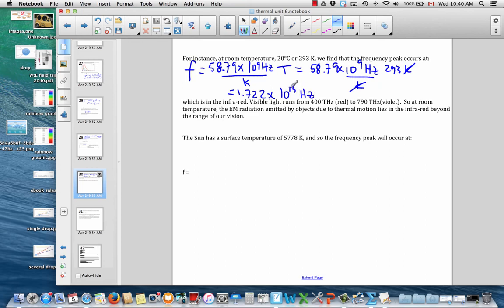Now, a convenient unit is a terahertz. That's 10 to the 12. So we see this is 17.22 terahertz. Now that is below the visible range, which makes sense because for objects at room temperature, we don't see the heat radiation coming off them, say a hot ember in a fire. That's simply because their frequency peak lies below the visible range. We don't see this infrared radiation.